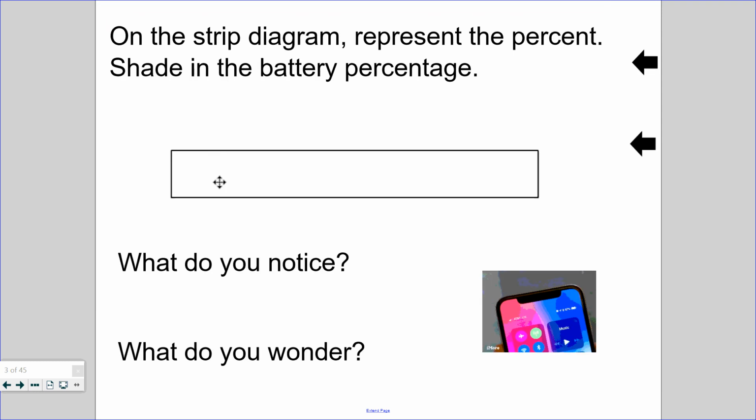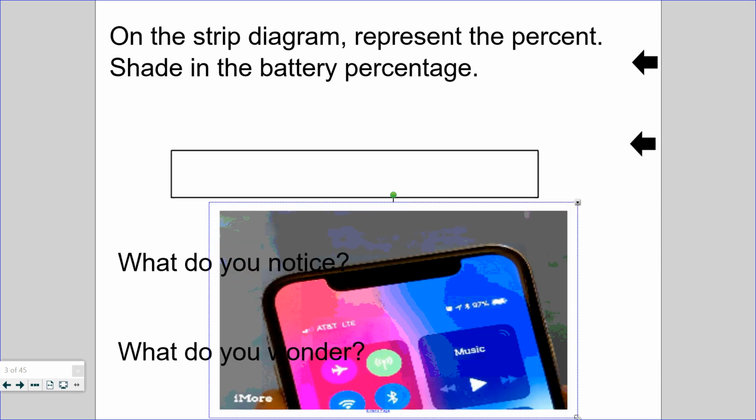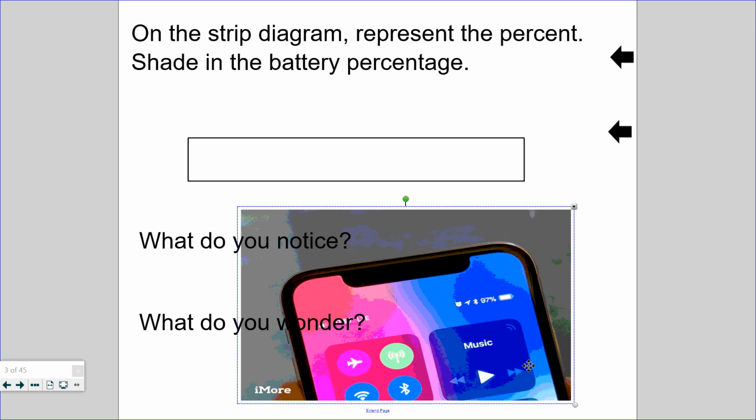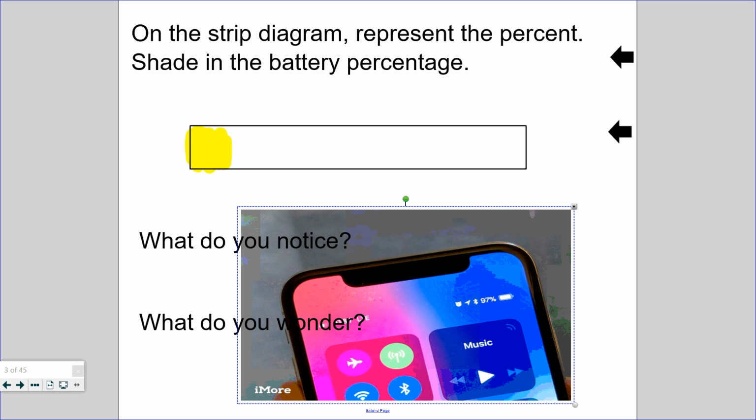Now, on this strip diagram right here, can you represent that percent? Shade in the battery percentage. See, 97%. So I'm going to copy it just like I see it right here. So 97%, is it the whole thing? I don't think it's the whole thing. Oops, let me get a highlighter. So I keep shading 97% of this. Not the whole thing, but almost the whole thing.